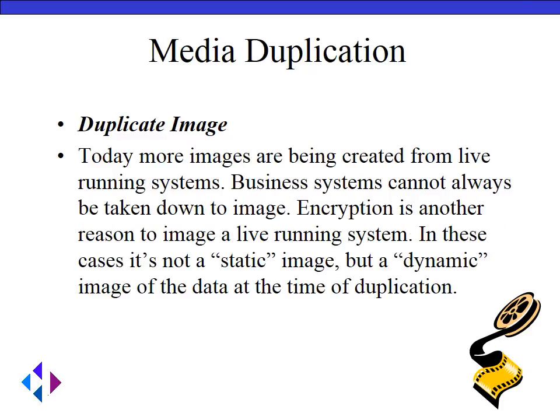Duplicate image. Today, more images are being created from live running systems. Business systems cannot always be taken down to image. Encryption is another reason to image a live running system. In these cases, it's not a static image, but a dynamic image of the data at the time of duplication.